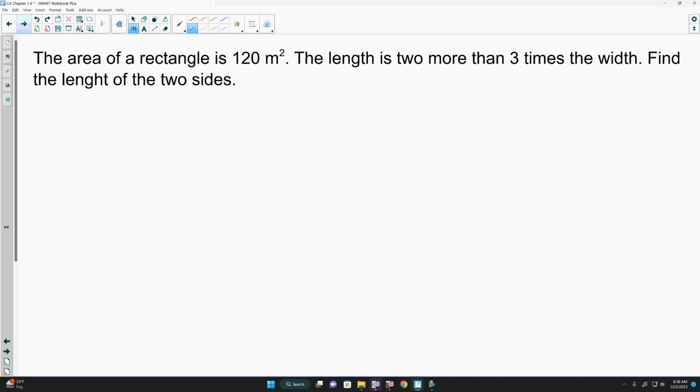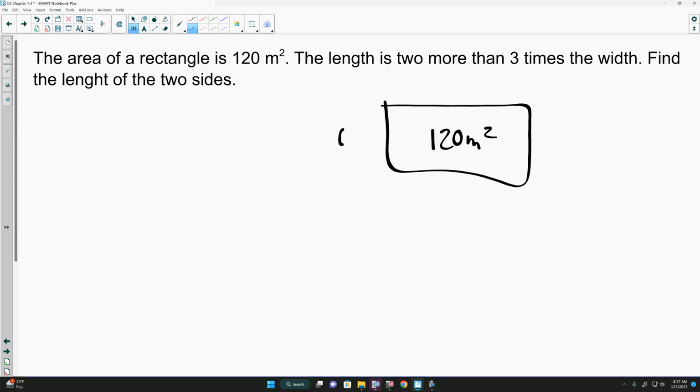I want to jump to the end because I want you to at least see some of the types of word problems that we're using to apply these quadratics to. So the area of a rectangle, I normally draw a rectangle, is 120 meters squared. The length is 2 more than 3 times the width. So the width is W, and the length is 2 more than 3 times the width, so 3W plus 2.